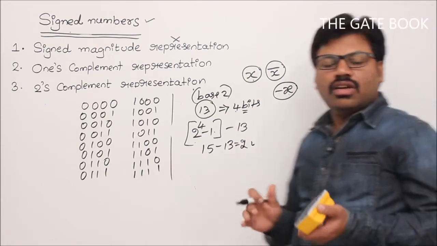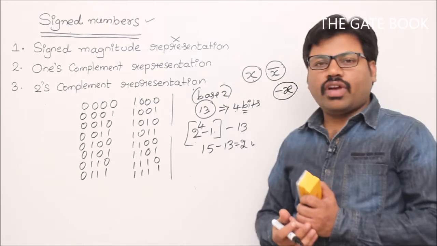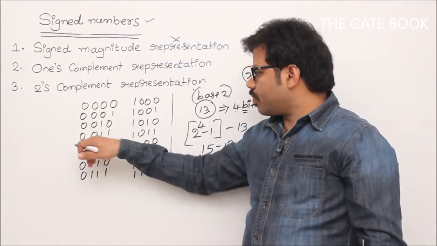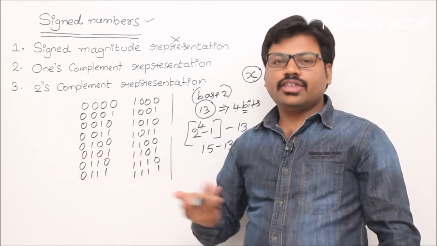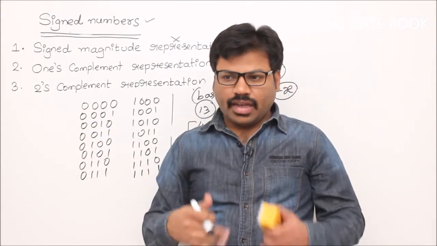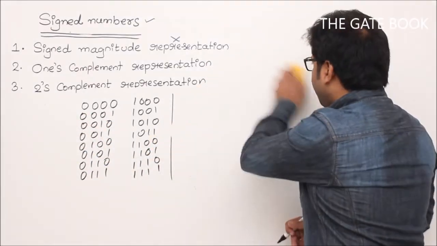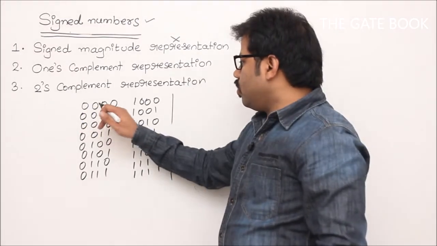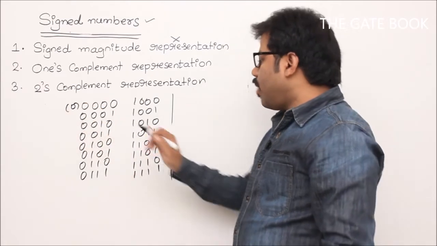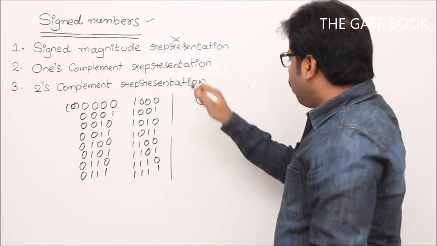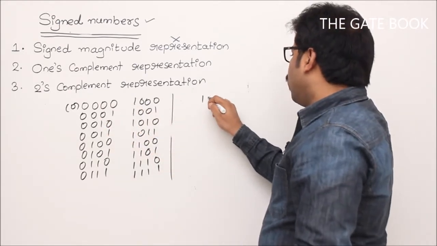Don't ask me, sir, is it really a universal truth? No, this is the way we are defining the theory. Finally, we take any positive number, and its 1's complement representation is going to be minus x. We will see that. For example, for 0 0 0 0, the value is 0. Then minus 0 will be represented by the 1's complement of 0 0 0 0. What is that? 1 1 1 1.